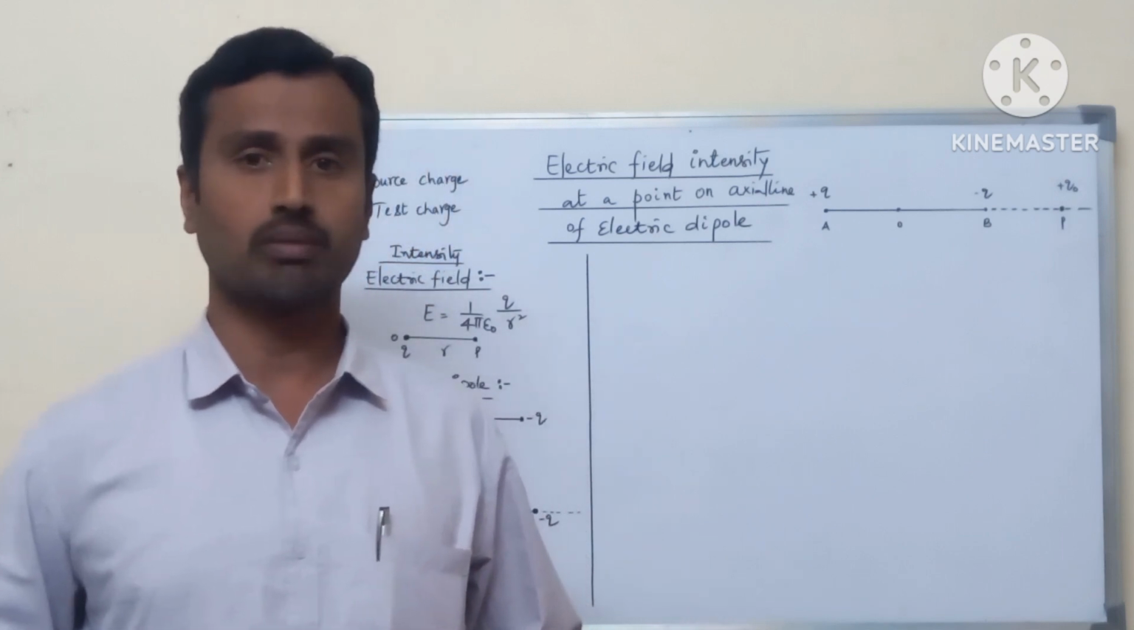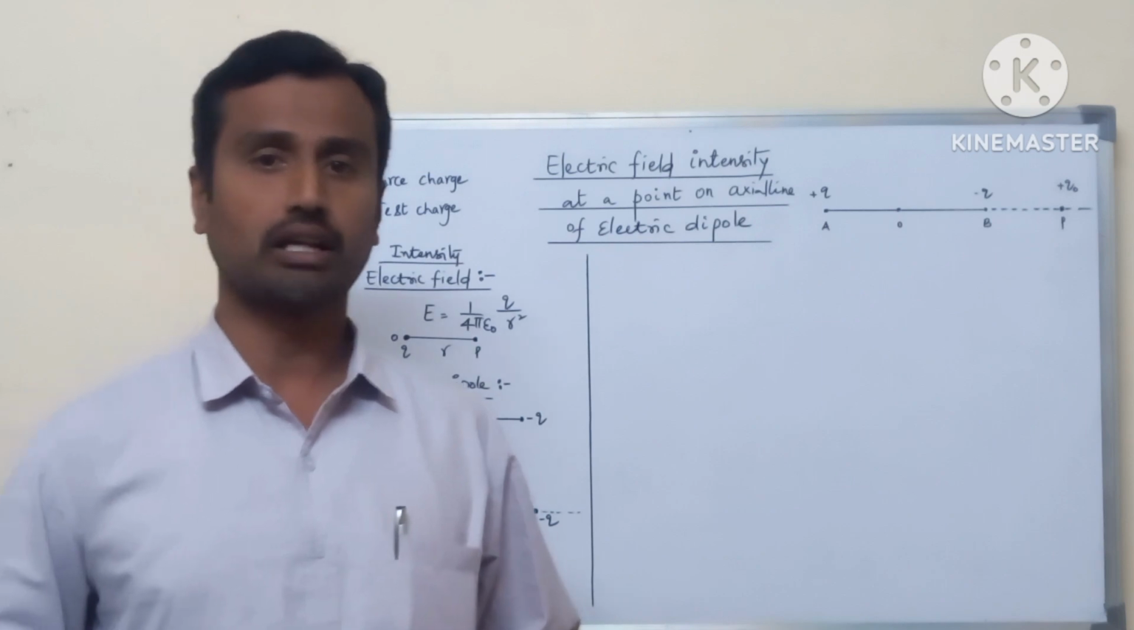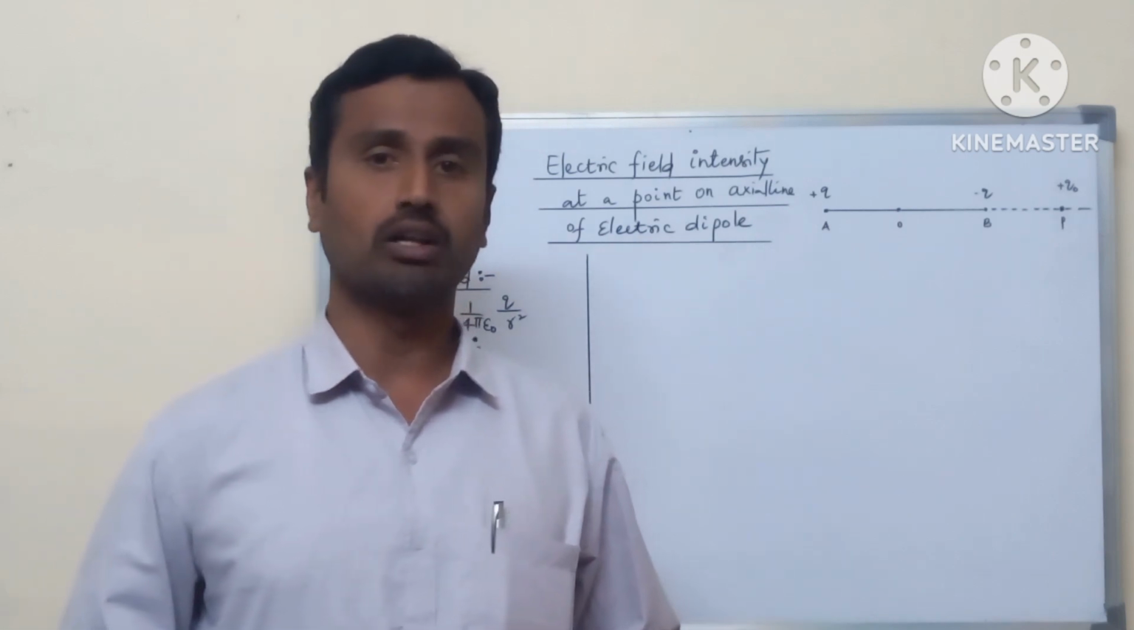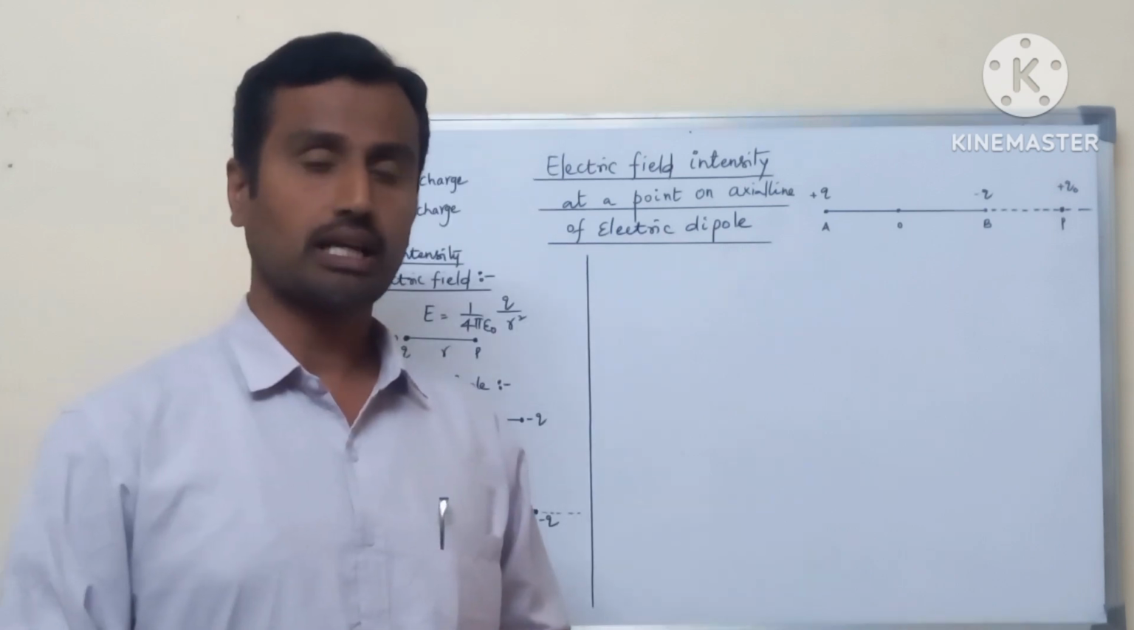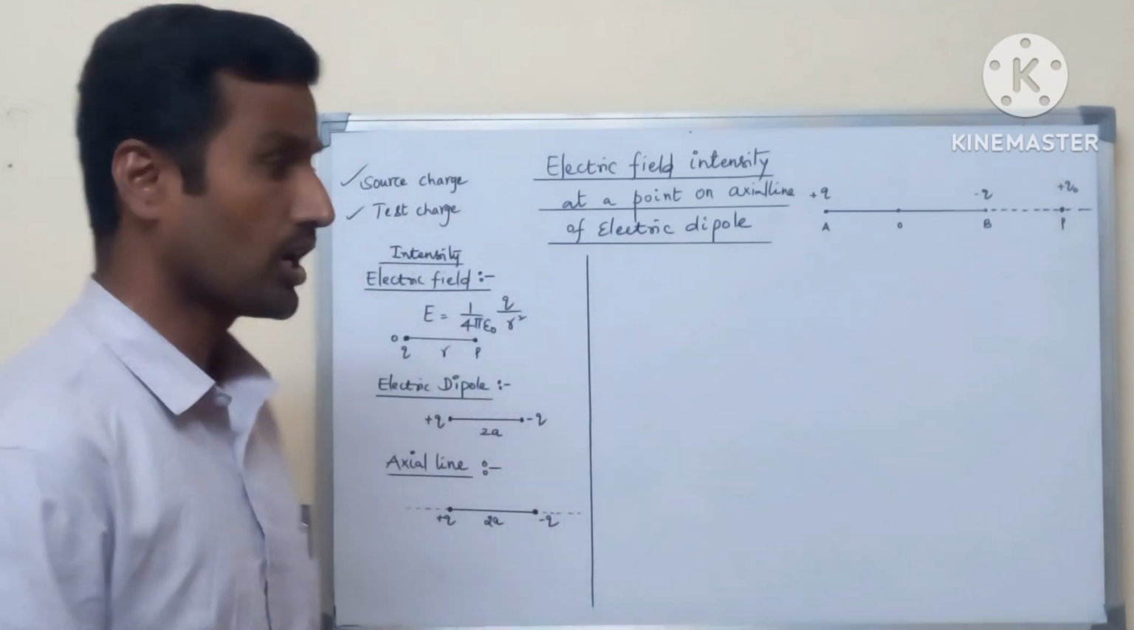Today we will discuss the intensity of electric field at a point on the axial line of an electric dipole. Before that, let us understand the basic concepts.